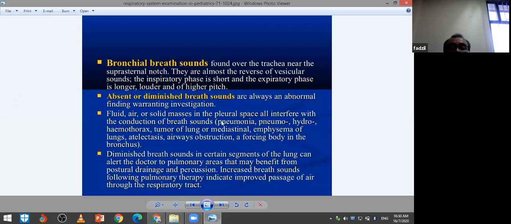So pneumonia, pneumothorax, hemothorax, tumor, lung mediastinal, emphysema of the lung, atelectasis, airway obstruction, all result in abnormal breath sound. Diminished breath sound in a certain segment of the lung can alert the doctors to a pulmonary area that may benefit from different treatment. We will discuss that later about the pathology. But all this can affect the breath sound.